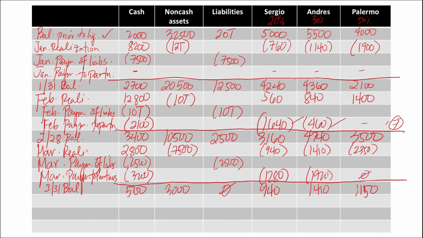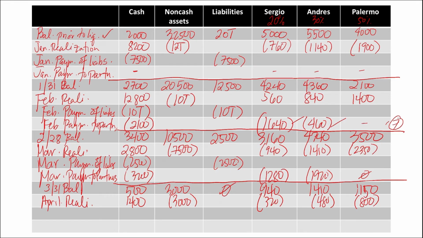Okay? Pagdating sa 12 and 13, hindi na kayang sagutan ng March. Tuloy natin for the last time. April realization. Magkano ang book value? 3,000. Magkano na realize? 1,500 minus liquidation expense paid, 1,400 na lang siya. What's the result? Loss pa rin. How much is the loss? 1,600. 20%? Minus niya yan kay Sergio. Andres, 30% nan is 480. 50% Palermo.